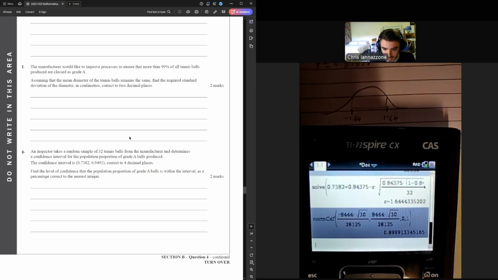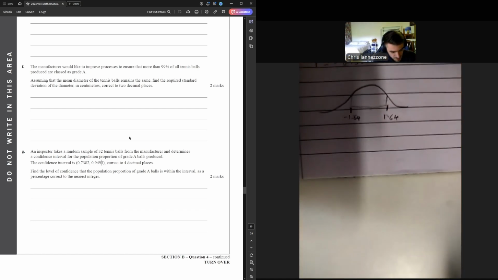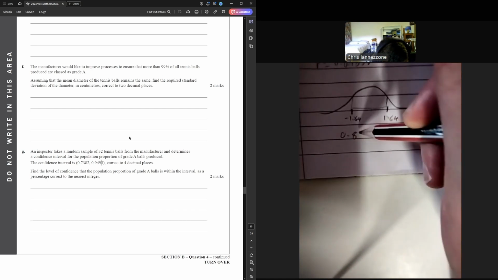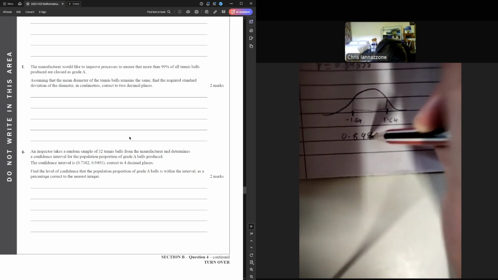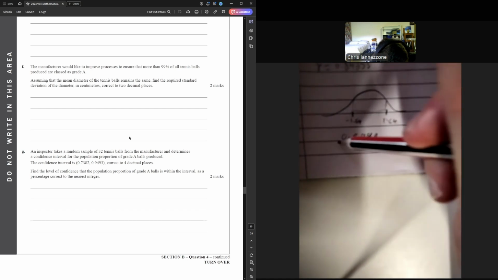Just hit enter, and to 4 decimal places, we're going to get 0.9000. No, it would be 0.8999 for 4 decimal places, because the 1 gets rounded down.